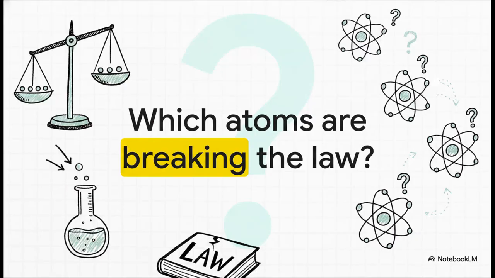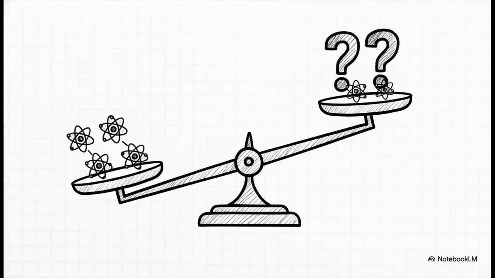Let's do a quick pause check. Scan our tally table really fast and tell me which specific atoms are currently breaking the law of conservation of matter. The answer is hydrogen and oxygen. We can't start with 4 hydrogen atoms and end up with just 2.